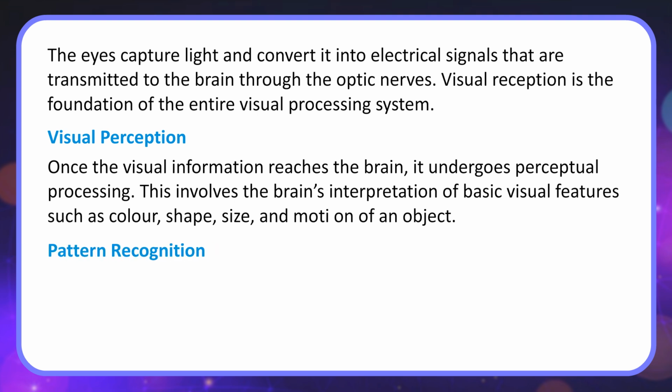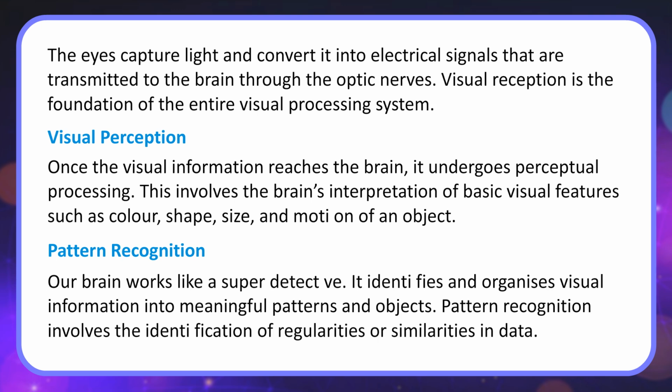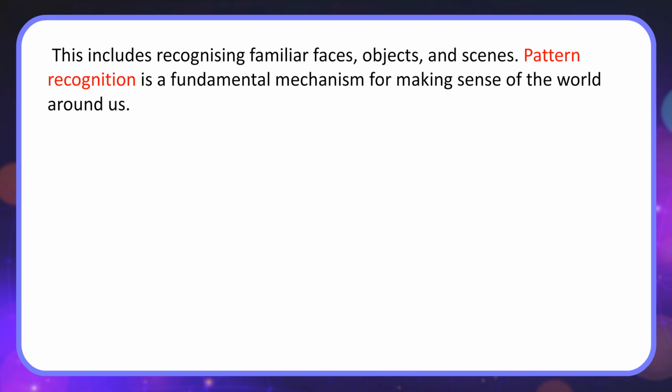Pattern recognition. Our brain works like a super detective. It identifies and organizes visual information into meaningful patterns and objects. Pattern recognition involves the identification of regularities or similarities in data. This includes recognizing familiar faces, objects, and scenes. Pattern recognition is a fundamental mechanism for making sense of the world around us.